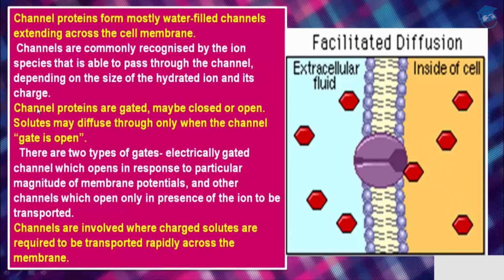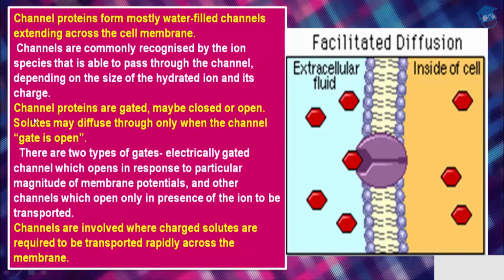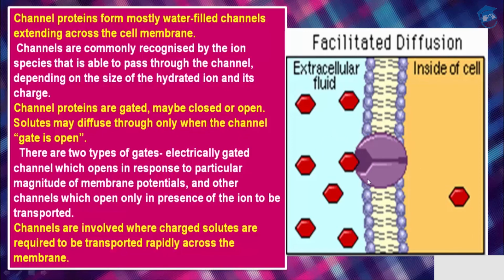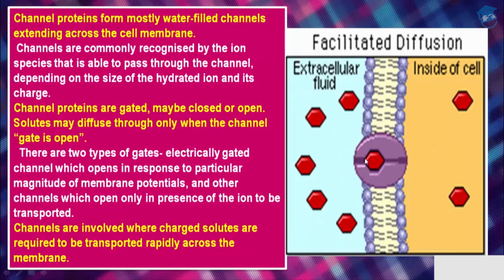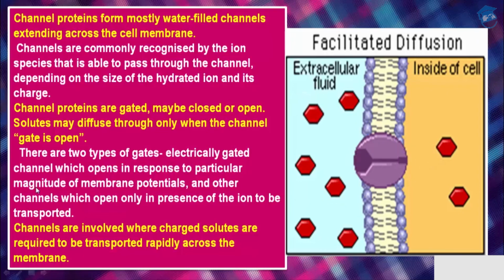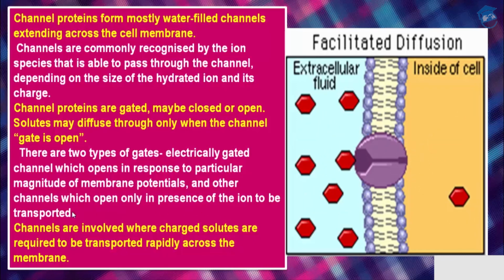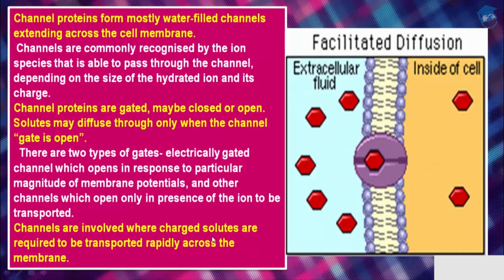Okay, so channel proteins are gated. They could be open, they could be closed. Solute may diffuse through only when the channel gate is open. See, this gate is open now, that's why it is allowing the solute to pass through it. There are two types of gates: the electrically gated channel, which opens in response to a particular magnitude of membrane potential, and the other channel, which opens only in the presence of the ion to be transported. Channels are involved where charged solutes are required to be transported rapidly across the membrane.